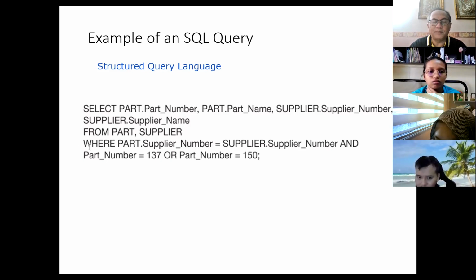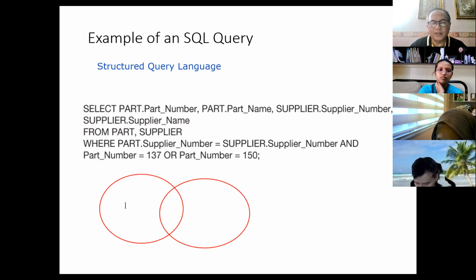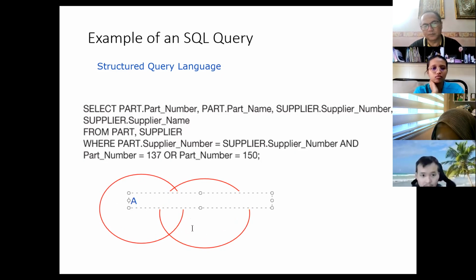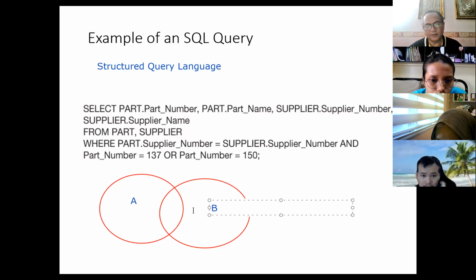You want to select this from the tables of part and supplier, where part's supplier name is equal to supplier name, and part number 137 or part number 150. When you talk about OR, we have one OR. So we have here A, B, and C.